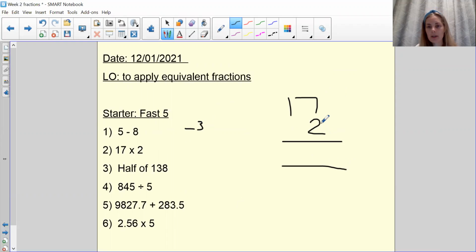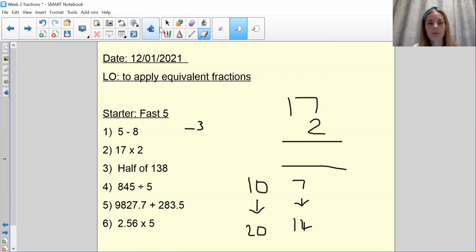17 times 2, okay, you can do your vertical method. You can also do other methods. It's not the only way you need to work it out. In fact, 17 could be broken up into 10 and 7 and multiplying them by 2, which is probably the easiest way. So 10 times 2 is going to be 20. 7 times 2 is 14. And if you add them up, you are going to get 34. So your answer is going to be 34.